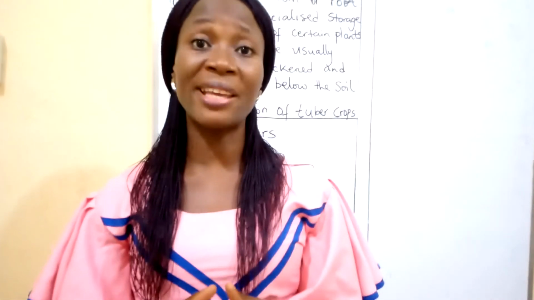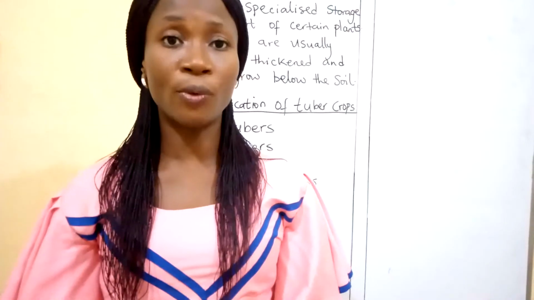Okay, the next one we are going to be looking at is tuber crops are used for making starch. Example, cassava. We use cassava in producing the starch that we use in keeping our clothes straight.